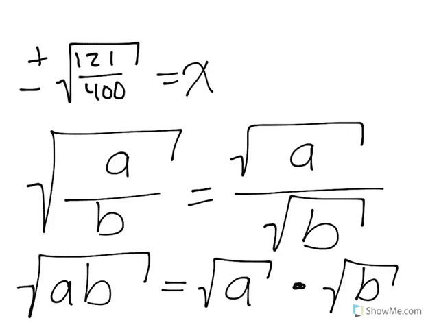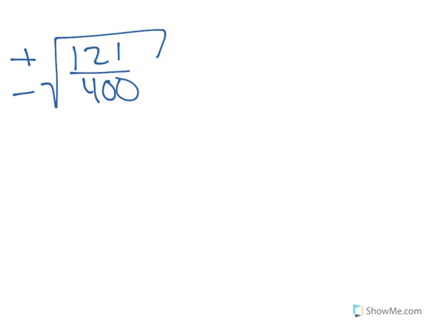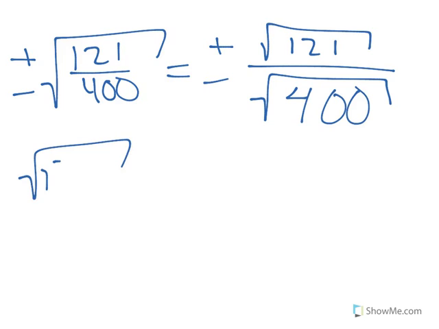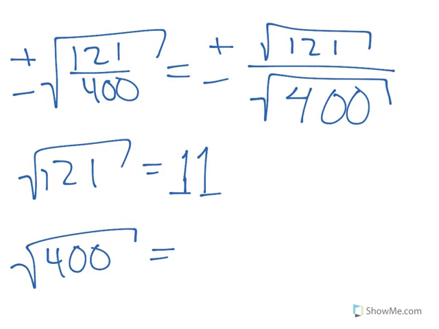So knowing this, we can actually simplify the square root of 121 divided by 400 into a very easy and kind of friendly number. So we know that this is equal to plus or minus the square root of 121 over the square root of 400. And so the square root of 121 is equal to 11. That is something you must know, or you can use a calculator to find that out. And the square root of 400 is equal to 20. So we have 11 over 20 plus or minus.